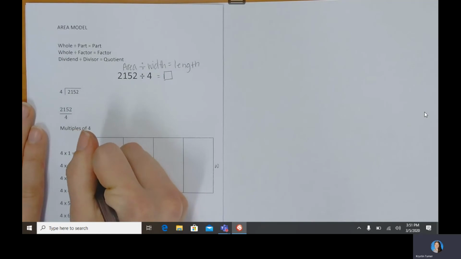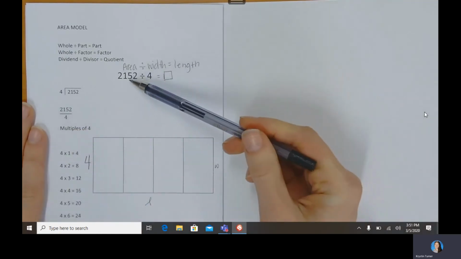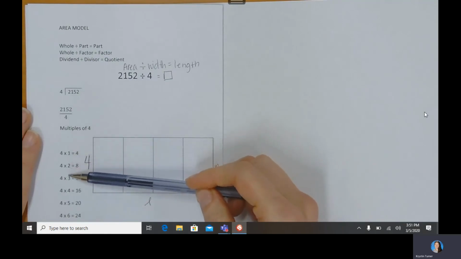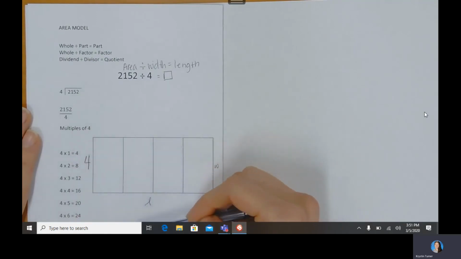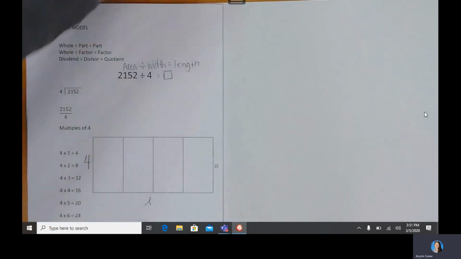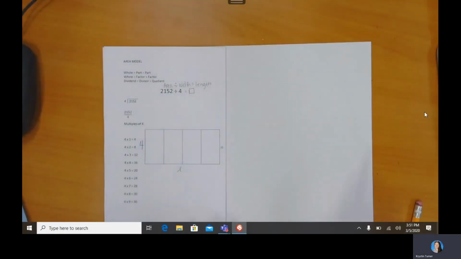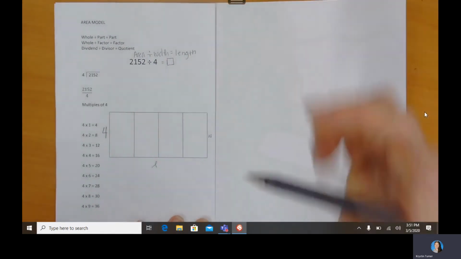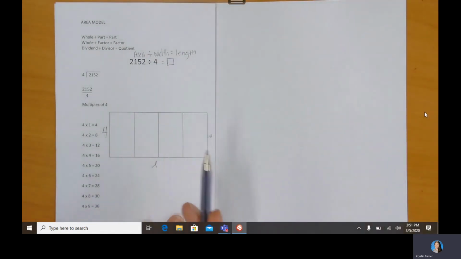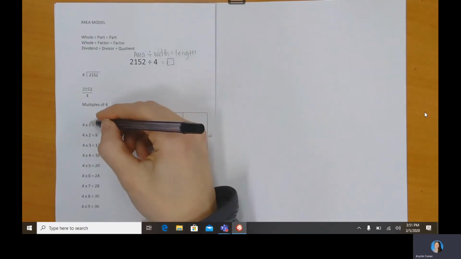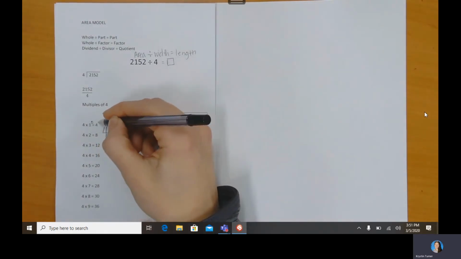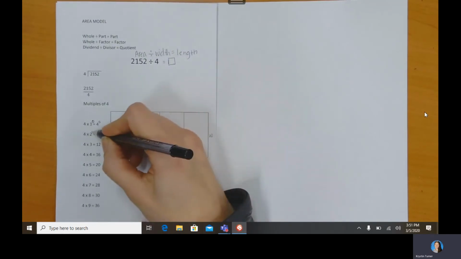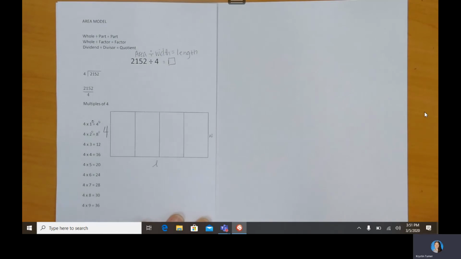Now, what helps me to determine how I'm going to decompose this 2,152 is to know my multiples of 4. So you'll see that I already have my first 9 multiples of 4 on here. And I only need the first 9 because once I have the first 9, then I have 10s, 20s, 30s, 40s. For example, 4 times 10 would be 40. It's right there. And then 4 times 20 would be 80, right?